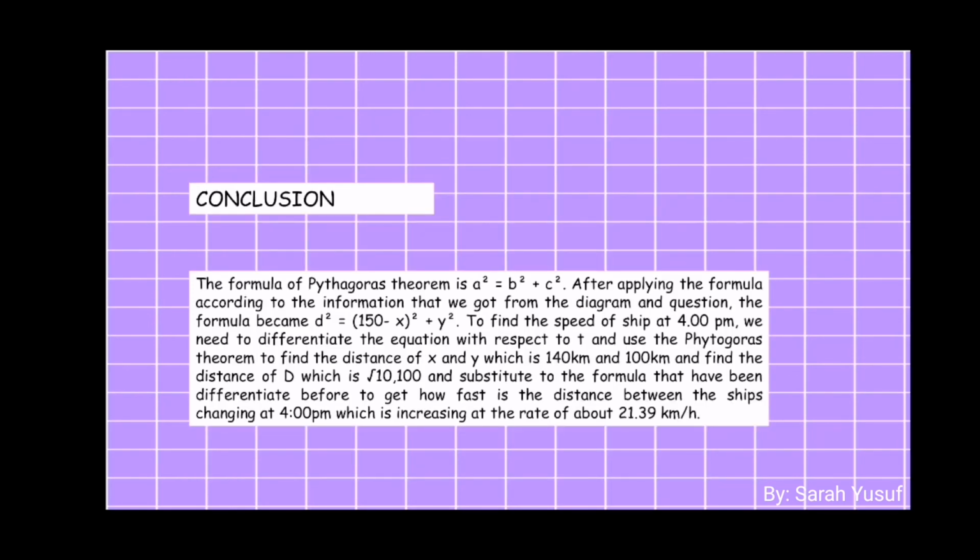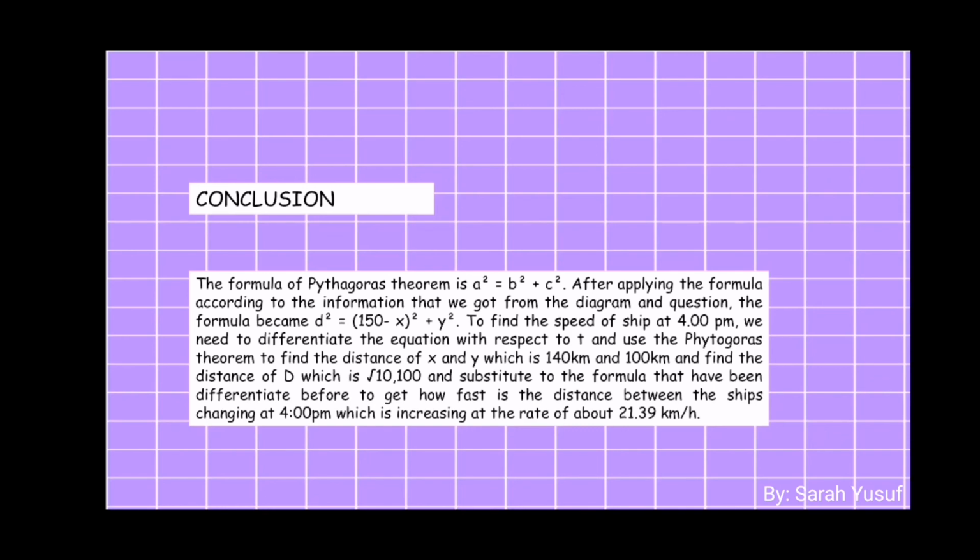In conclusion, the formula of Pythagoras theorem is a squared equal to b squared plus c squared. After applying the formula according to the information that we got from the diagram in question, the formula becomes d squared equal to 150 minus x squared plus y squared.